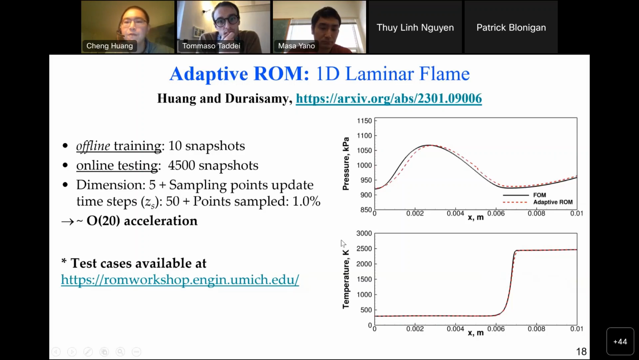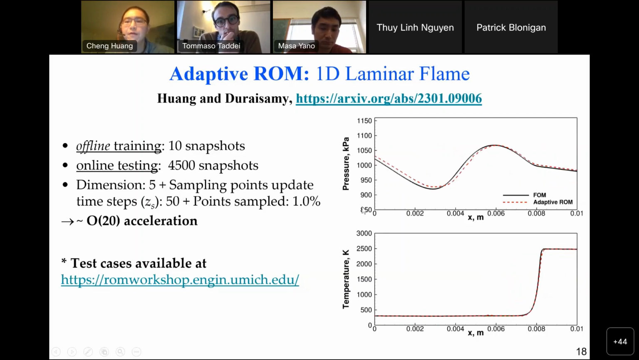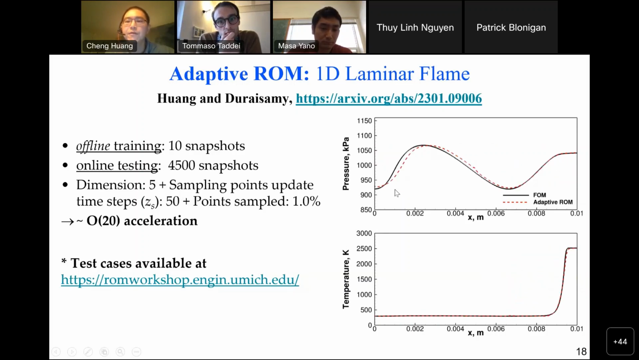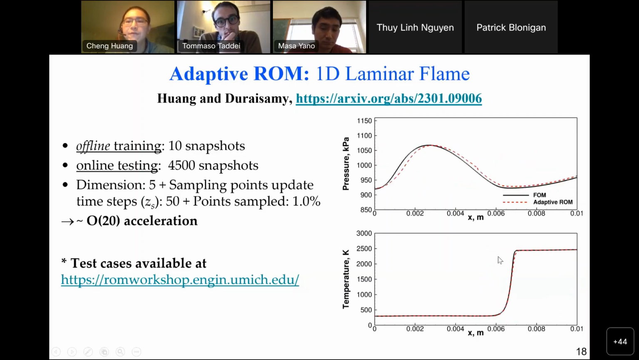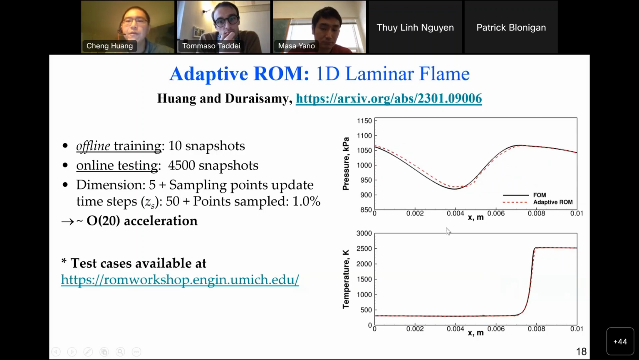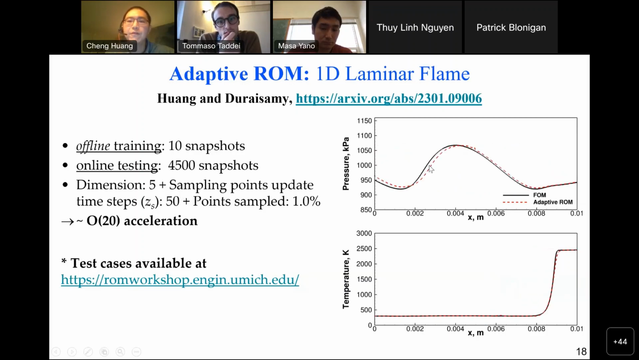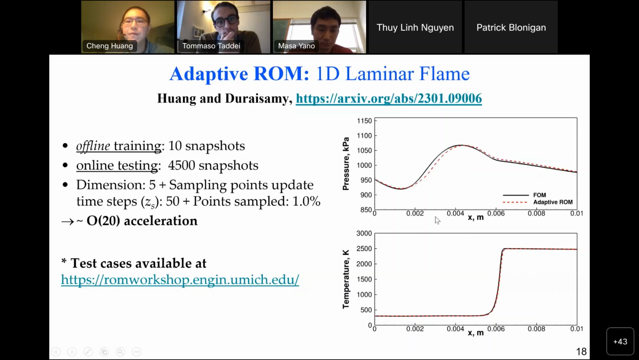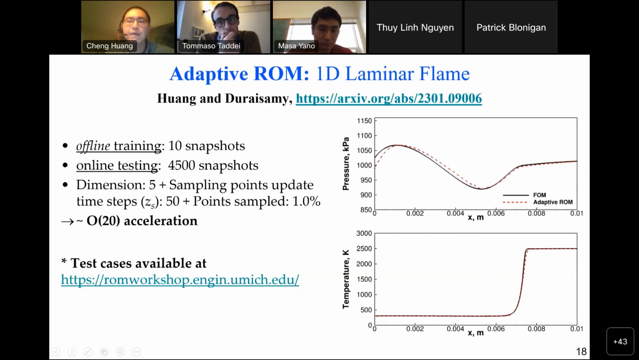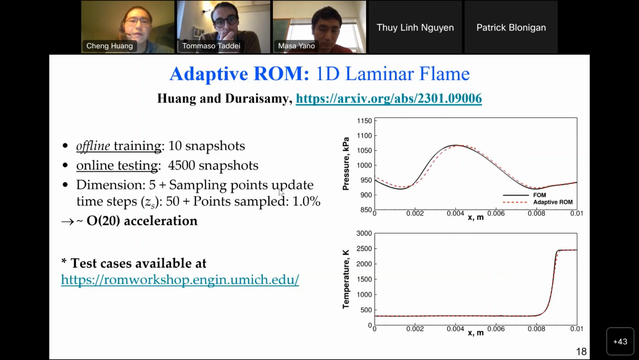Okay, so you can see the results. It's not perfect, but certainly it improves things significantly. The advection of the flame is captured well, and also the pressure oscillation. There are some phase shifts that have to be acknowledged, but overall it's a good prediction of the dynamics.